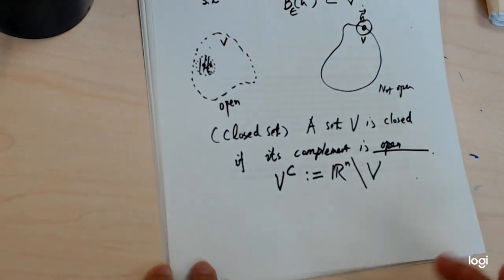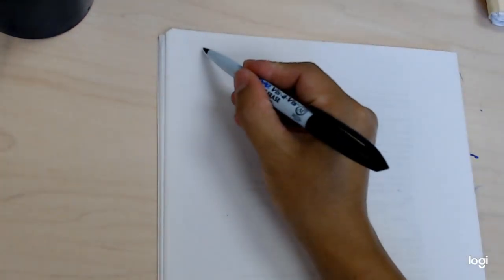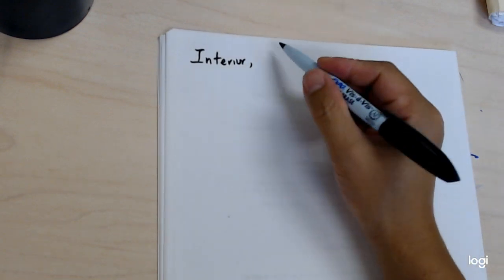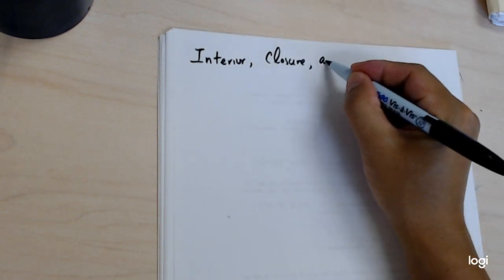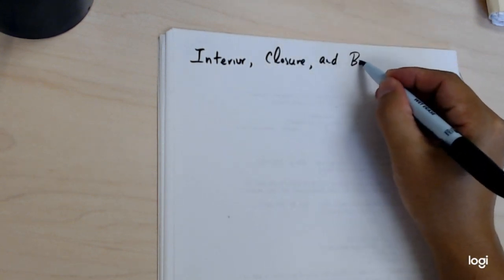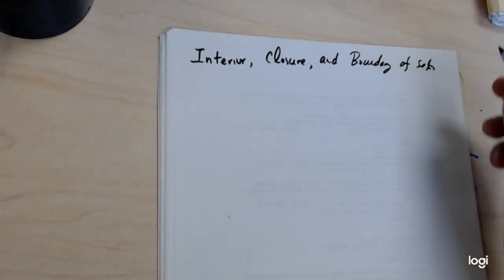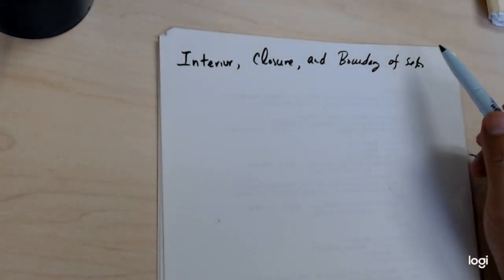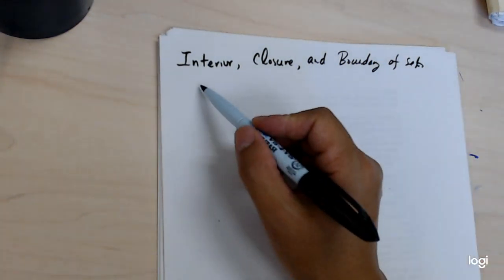Followed by interior, closure, and boundary of sets in Rn. Geometrically, it's pretty easy to visualize all those concepts, so it's a lot easier if you can make a few sketches. But here we try to define them a little bit more rigorously.